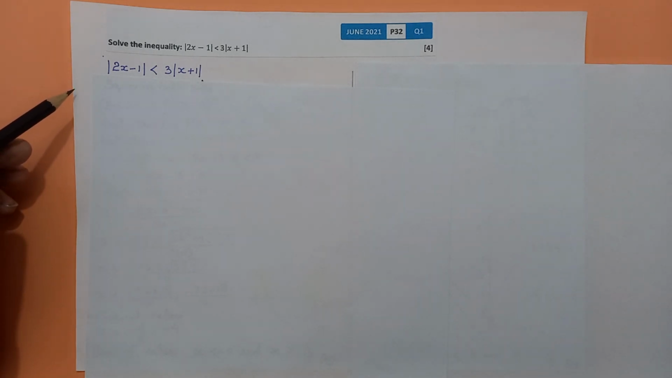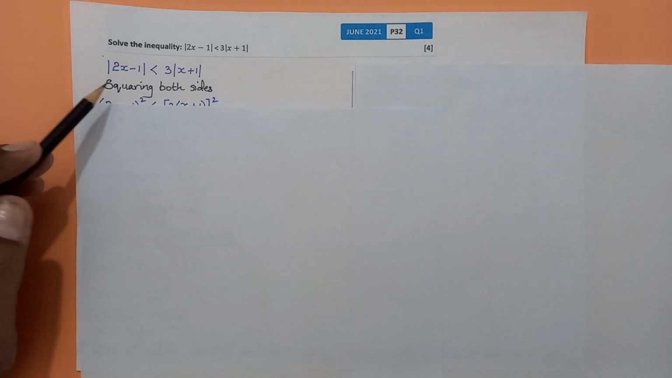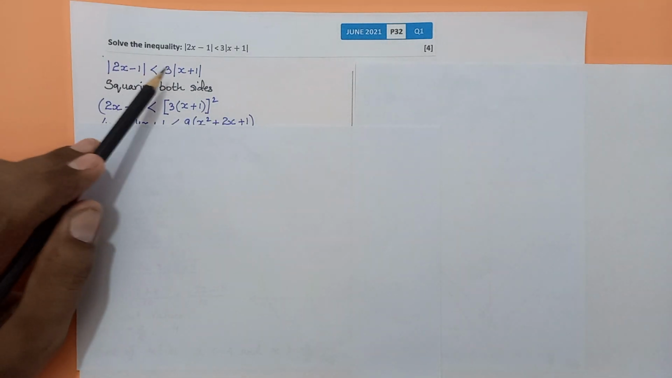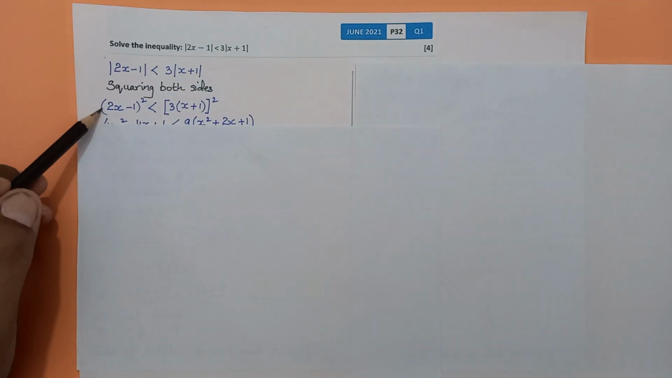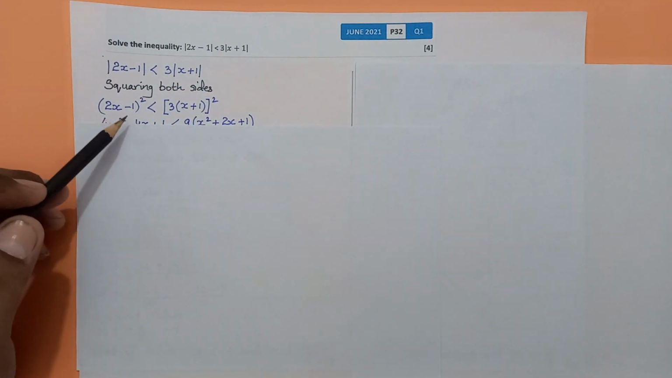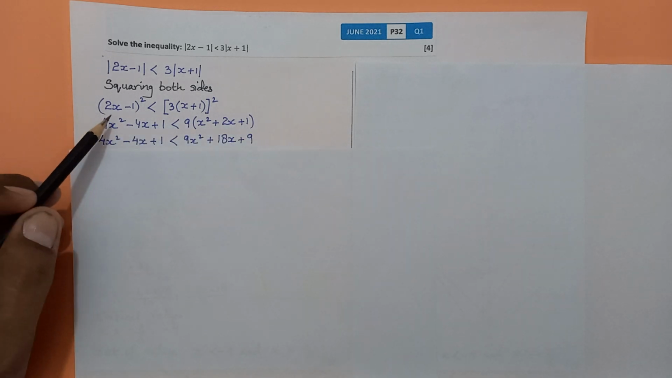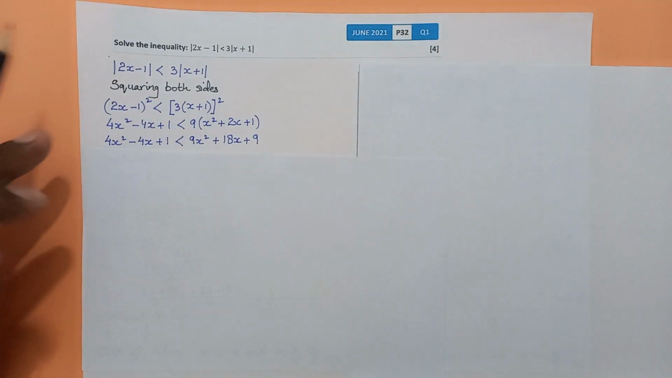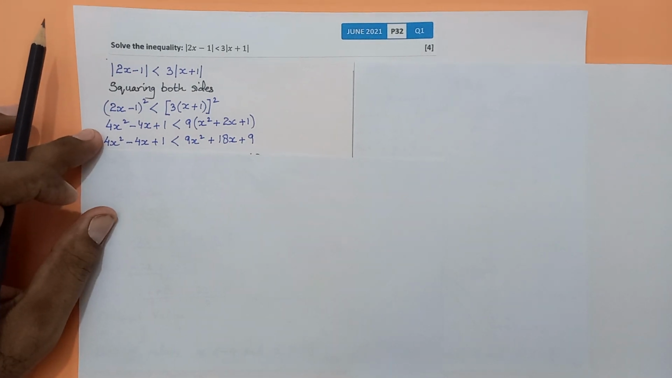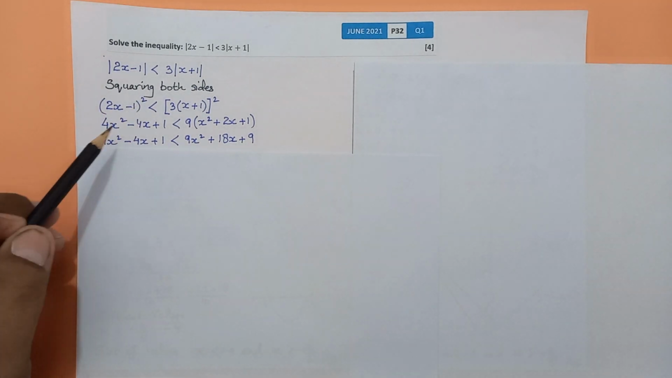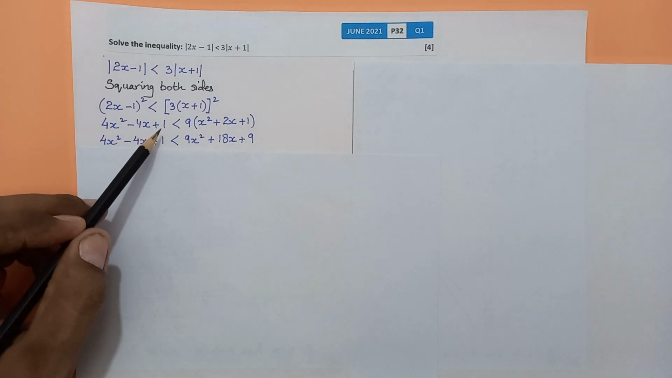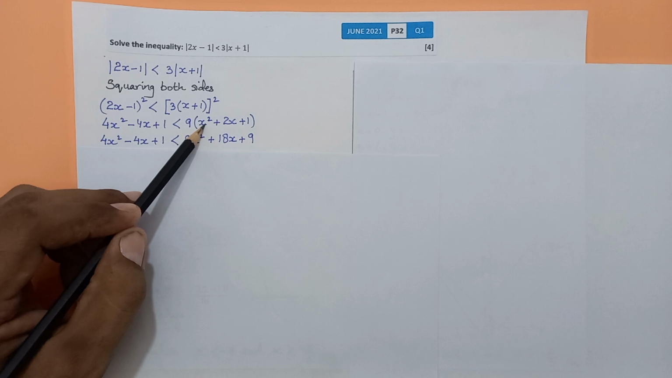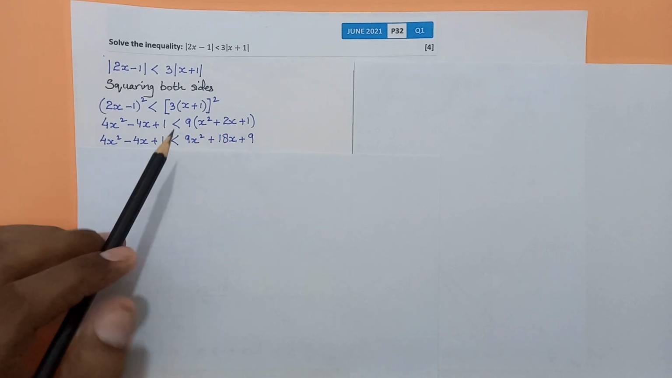The process is very simple. For the algebraic method, just go on squaring both sides, and instead of the modulus sign, use the round bracket and then square both sides. Use (a - b) whole square and (a + b) whole square: a minus b whole square is a square minus 2ab plus b square, and 3 square is 9, and a plus b whole square would be a square plus 2ab plus b square.